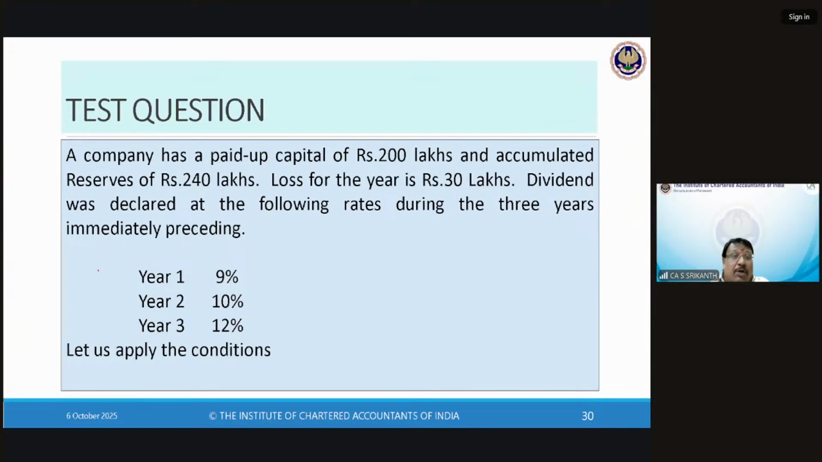Okay, coming to the point. The company has a paid up capital of 200 lakhs and accumulated reserves of 240 lakhs. Friends, remember, very important. This is a general rule: whenever we say paid up capital, it includes the preference capital also. In the exam, don't forget it. When the problem gives you equity capital and preference capital, both have to be totalled for paid up capital.